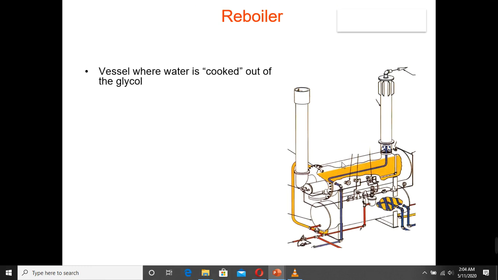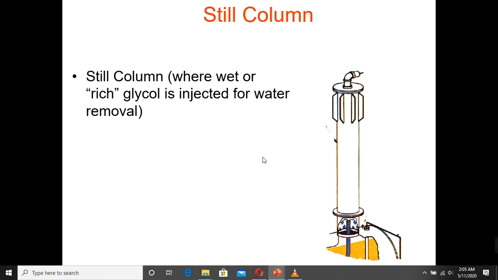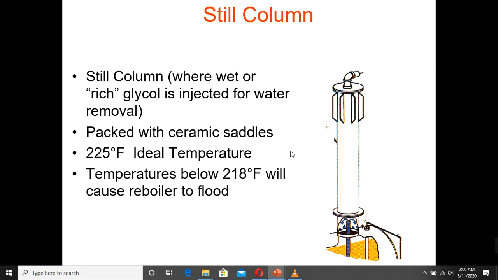Then we have the reboiler. Its purpose is to remove the water: boil the wet glycol and remove the water from it. The temperature ranges from 375 to 400 degrees, fire tube heat flux 6,000 to 8,000 BTU, and the fire tube must be free of deposits, salt, and coke. Stripping, the top is the still column where wet or rich glycol is injected for water removal, packed with ceramic saddles. This is the still column.